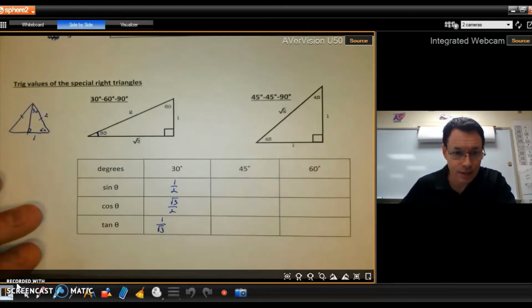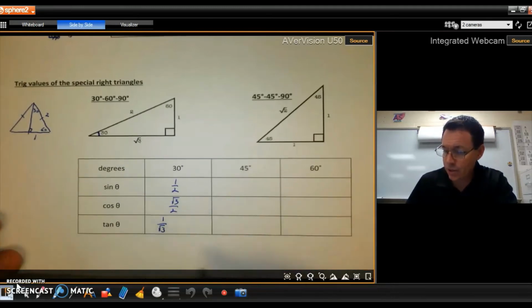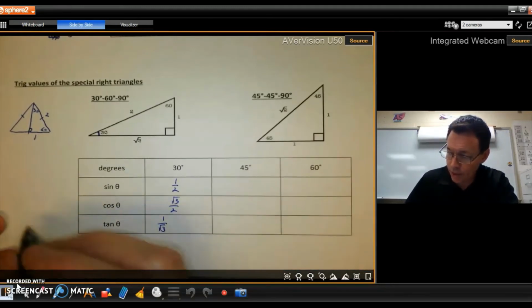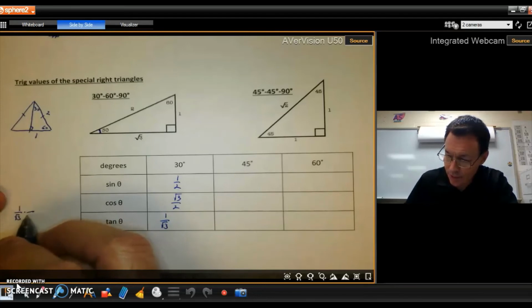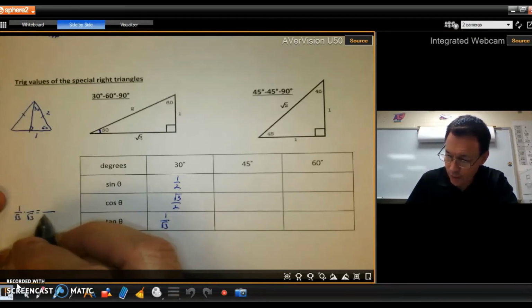Which we can't leave that way. Okay, you have to rationalize fractions. So 1 over radical 3, if you think about it, if you multiply radical 3 times itself, you won't have a radical anymore. Radical 3 times radical 3 is 3.